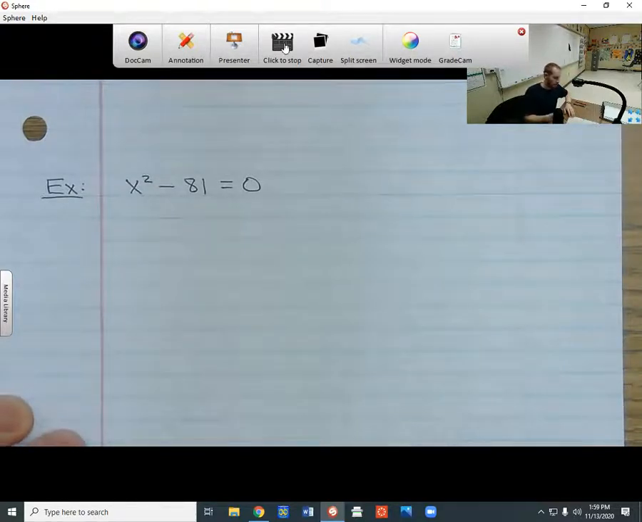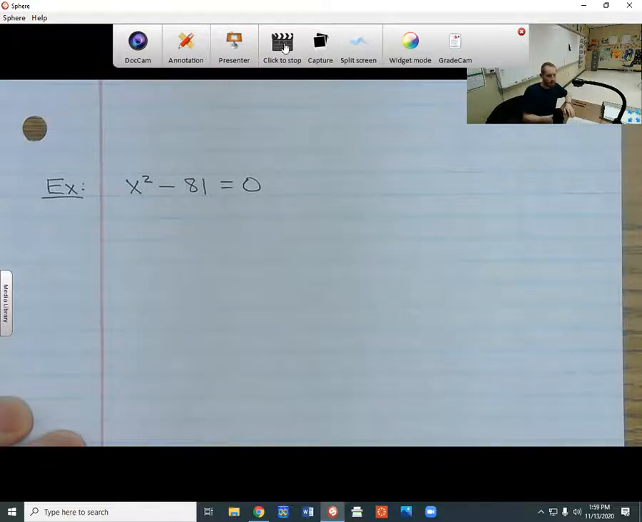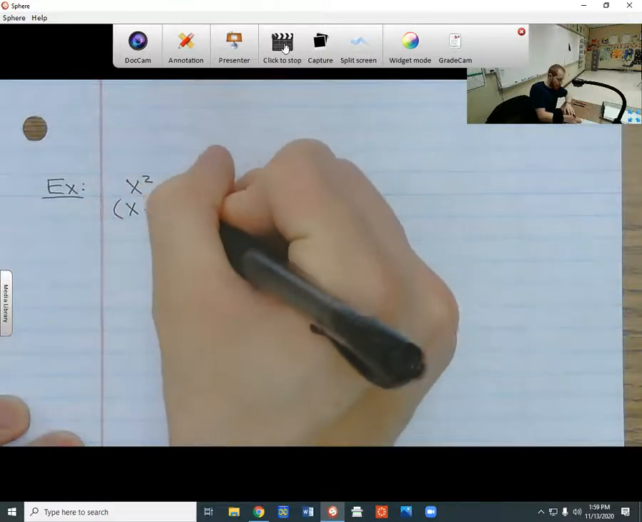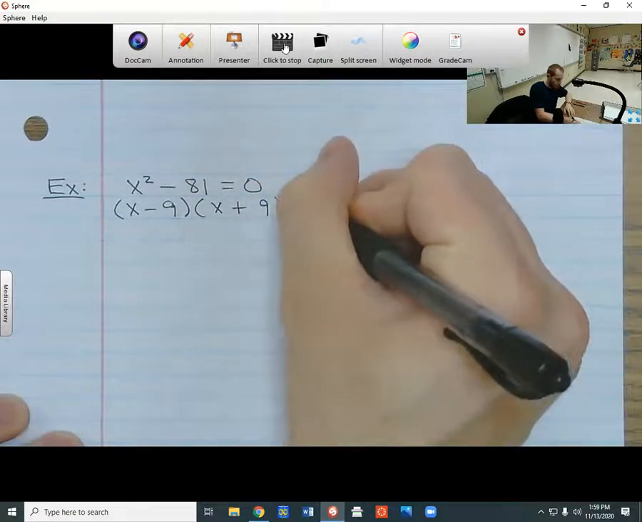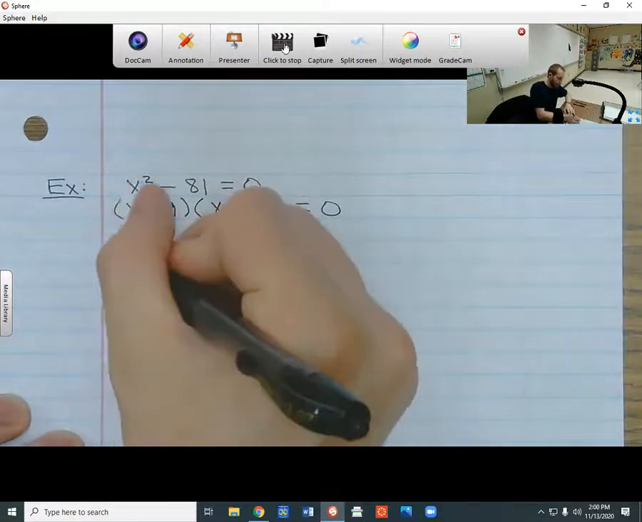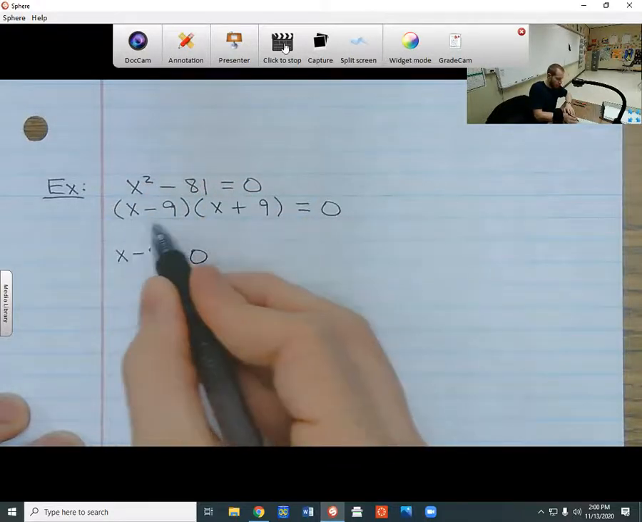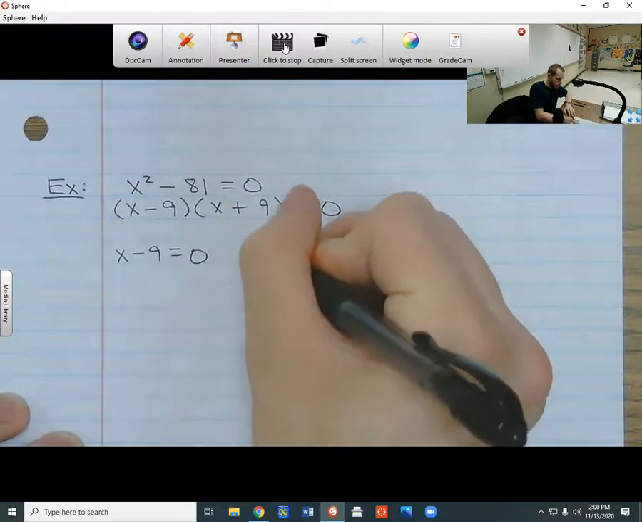So looking at this number right here, I know that 81 is a perfect square, and the square root of 81 is going to be 9. So I can break this up into x minus 9 and x plus 9. And I still have the whole thing set equal to 0. Now what that means is I'm going to have two different equations. I'm going to have the x minus 9 equals 0. I just set everything inside this parentheses equal to 0, and I set everything inside this parentheses equal to 0. So I have x plus 9 equals 0.